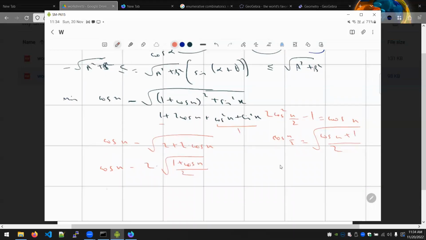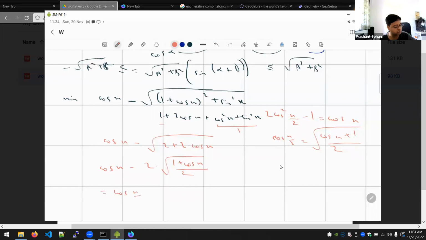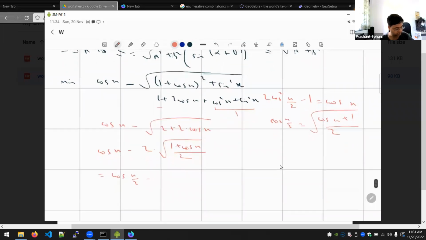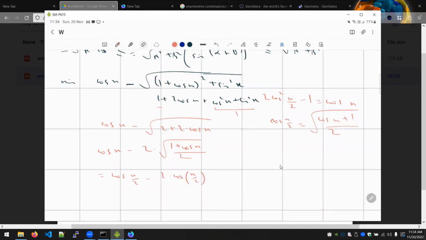So in other words, this is cos x minus 2 times cos of x by 2. Okay, and we have to minimize this.